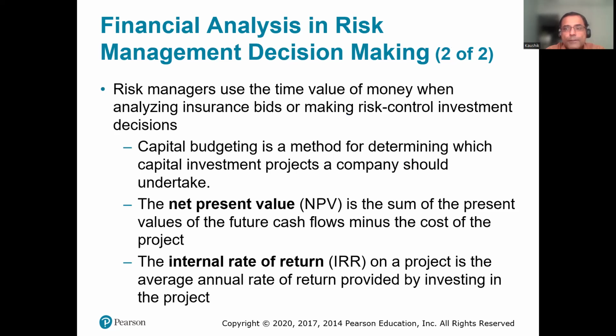So how do risk managers apply this concept? So they have to do capital budgeting where they try to find out whether it is profitable for the company to invest in a certain project. So they try to find the net present value. So it is the sum of the present value of future cash flow minus the cost of the project. So if the net present value is positive, it means it makes sense to invest in a certain project. Okay? There is going to be a positive outcome in the future.